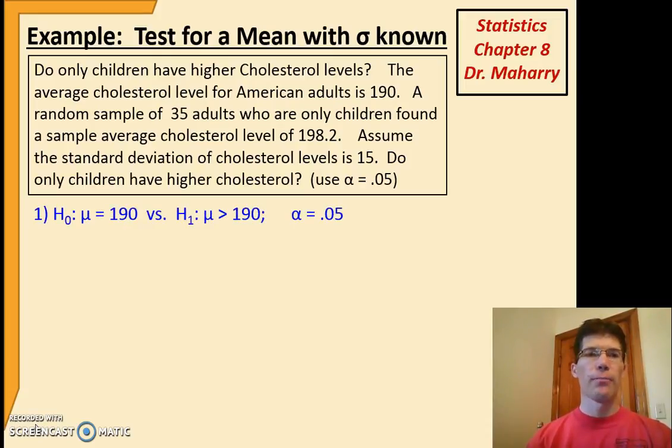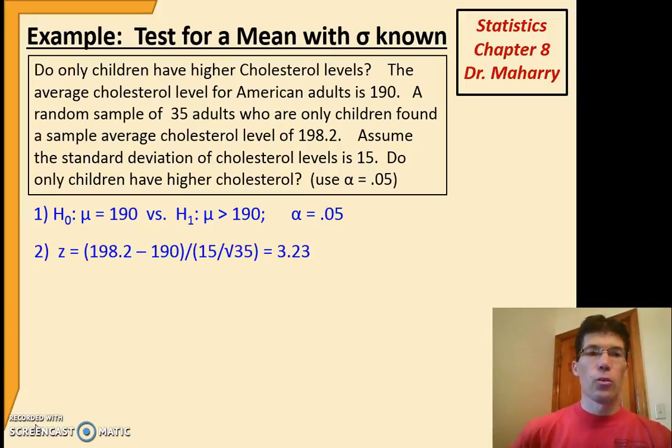So we go through our steps. Our null is the mean is 190. That's what we know. The average for all American adults is 190. The question is, for our group of only children, is that mean higher than 190? We'll use alpha as 0.05. So we plug into that z test statistic. Notice I take x bar minus the mean, all over the standard deviation divided by the square root of n. Plug all that in, I get 3.23.